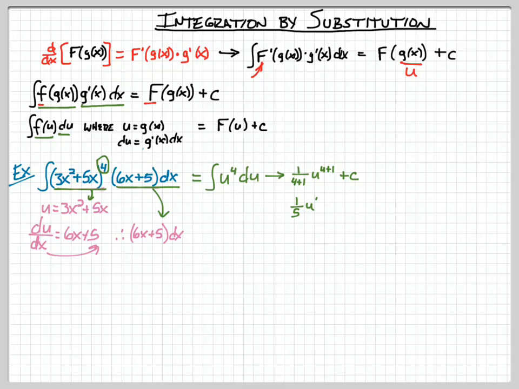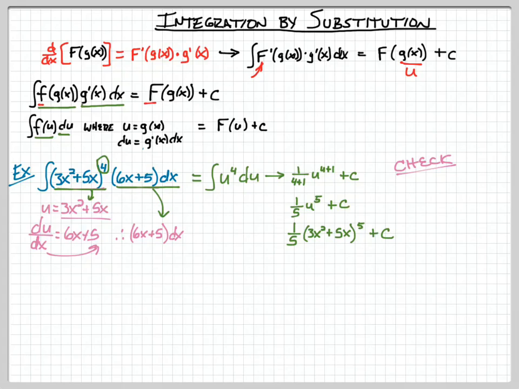Very basic math, 1/5 u to the 5th plus c. But remember that u is actually 3x squared plus 5x. So we have to substitute that back in. So we have 1/5 (3x squared plus 5x) to the 5th power plus c.